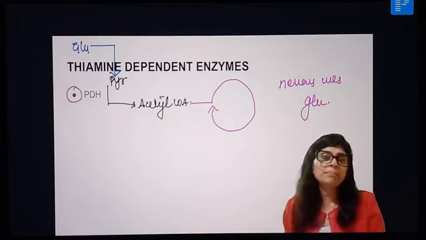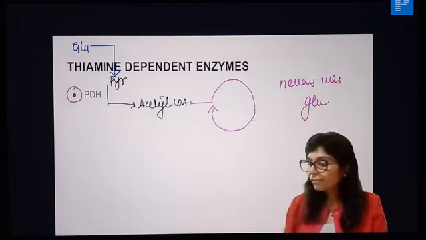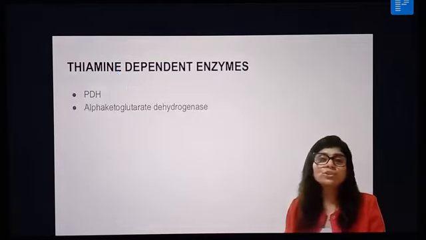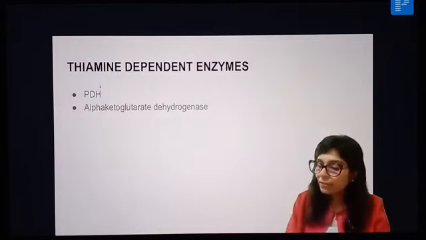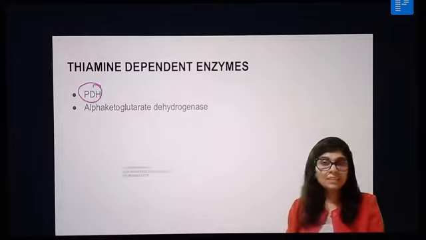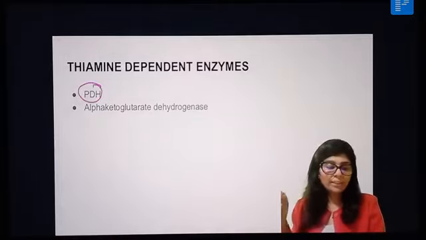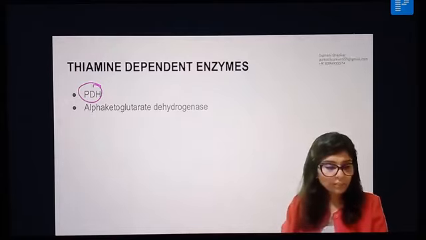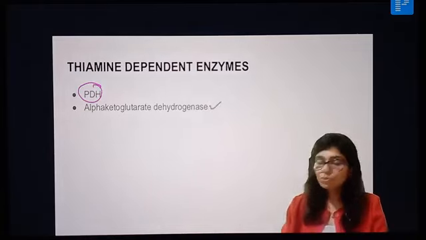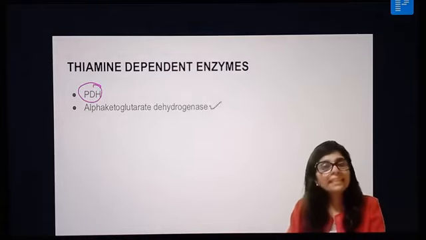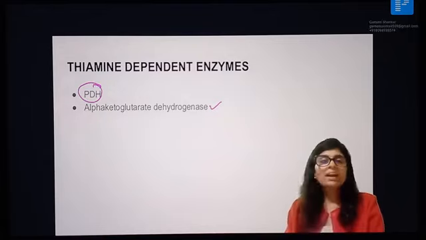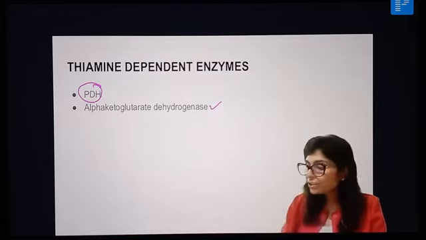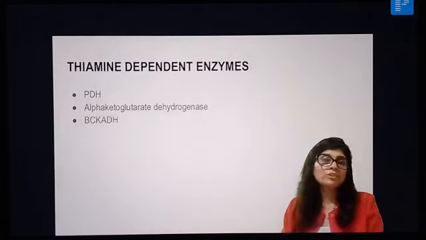Second enzyme which is dependent on thiamine is alpha-ketoglutarate dehydrogenase complex. Whenever you write PDH complex in a list, you can close your eye and mention it as alpha-ketoglutarate dehydrogenase. Okay, no problem, Jati Kumar Sharma. No issues at all. Okay, so alpha-ketoglutarate dehydrogenase complex is the next thiamine-dependent enzyme. And the third one is branch-chain keto acid dehydrogenase.